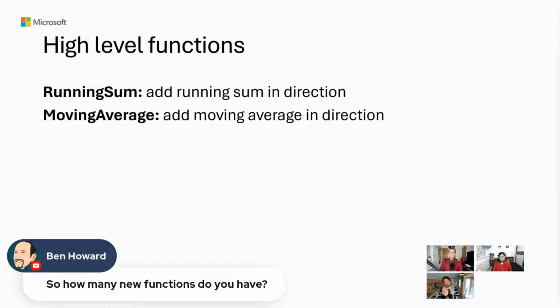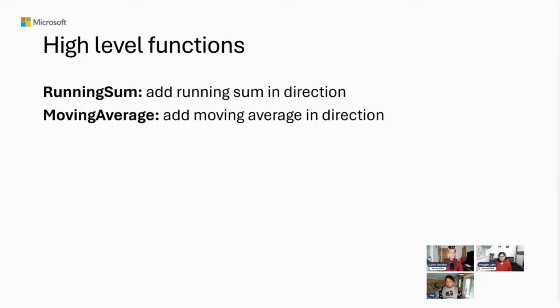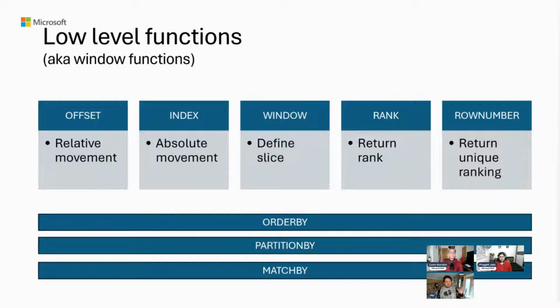Now, before I go any further, before I take more questions, because there's quite a few still, great. These functions that I showed you are only available in Visual Calcs. And that's because they are shortcuts to something that we released already called window functions. And you might have seen those in December last year. Window functions are the stuff that we released in December last year that everybody went like, why are they introducing this? Why are you building this? These are the window functions, right? Offset, index, window, rank, row number, order by, partition by, and match by, the supporting functions here.